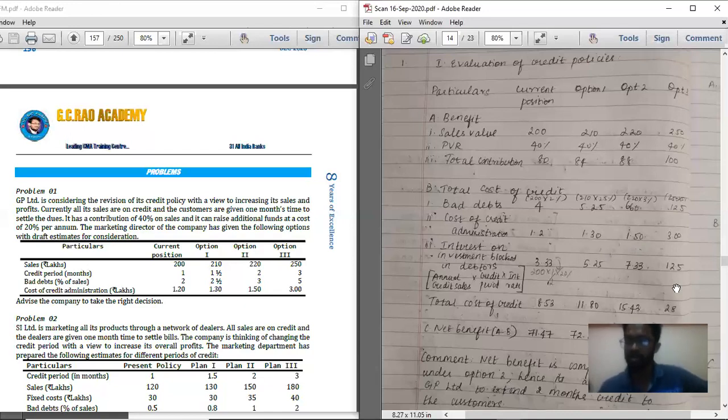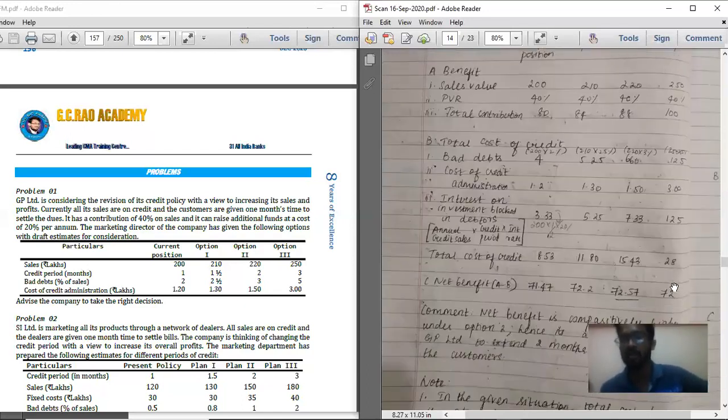Sorry, 250 into 3 by 12. Credit period is 3. 3 divided by 12 into 20%. That is 12.5 lakhs. So in respect of option 3, that is 12.5 lakhs. So these are the different costs incurred for credit sales: bad debts, cost of credit administration, and interest on investment blocked in debtors. Now total it.